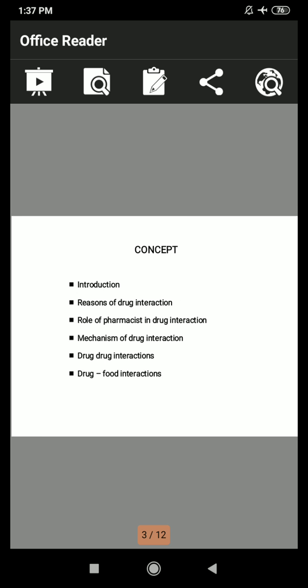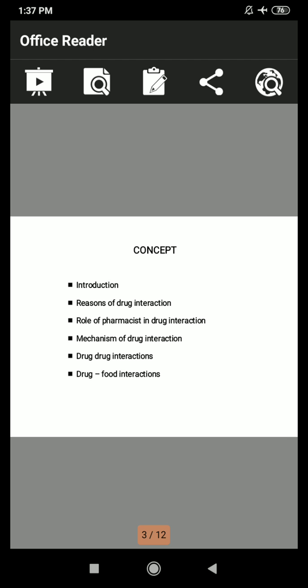Then reasons of drug interaction, then role of pharmacist in drug interaction, and mechanism of drug interaction. In mechanism of drug interaction, pharmacokinetic we have seen in the previous lecture. First, see the reasons of drug interaction: use of OTC drugs, then patient non-compliance, then multiple physicians, drug abuse or misuse, then potent drugs. These are the reasons of drug interaction.